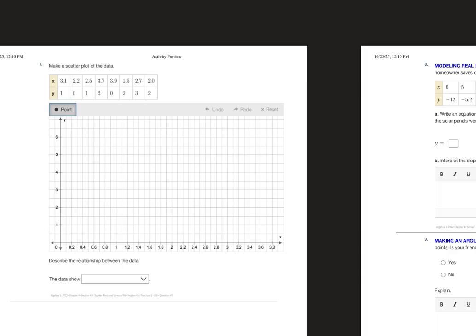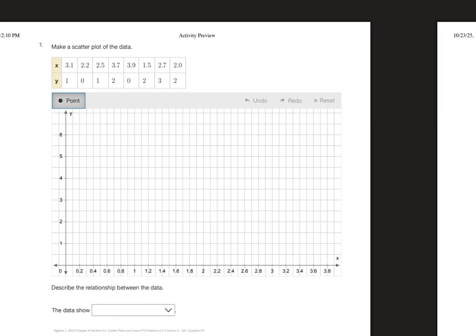Make a scatter plot of this data. Okie dokie, 3.1 and 1. All right, well, pay attention to the scale of your graphs always. So 3.1 would be right here. 3.1 and 1 is right there. Done.